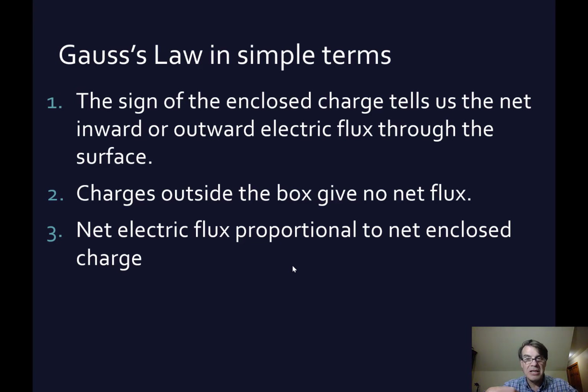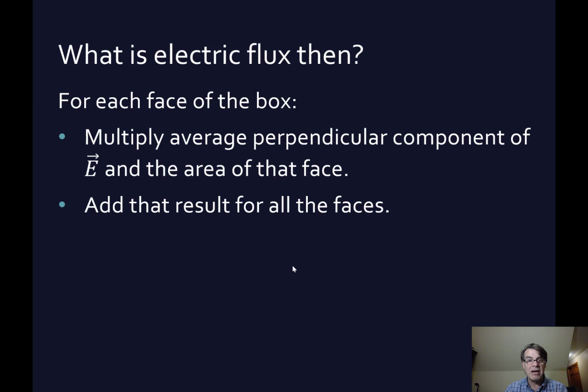That is Gauss's law in simple terms, just to begin to get a sense of it from a qualitative standpoint. We are going to look at it from a more precise mathematical perspective in a later section of the chapter. But again, this is probably the biggest deal of this video, other than what is positive and what is negative, which is all very easy. We multiply the average perpendicular component of the electric force coming out times the area of the face, add up all the faces, and that gives us the total electric flux.